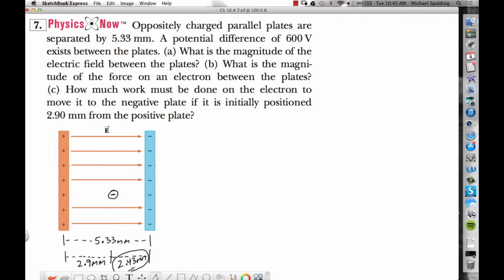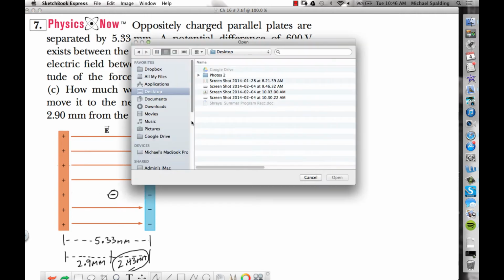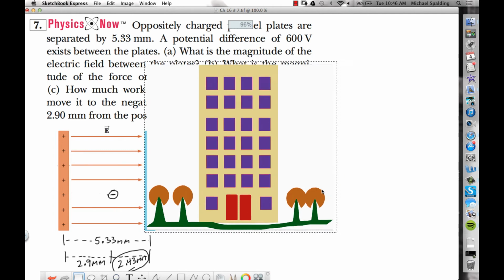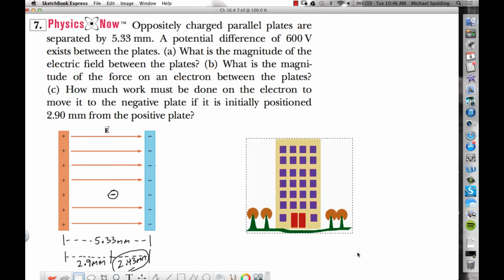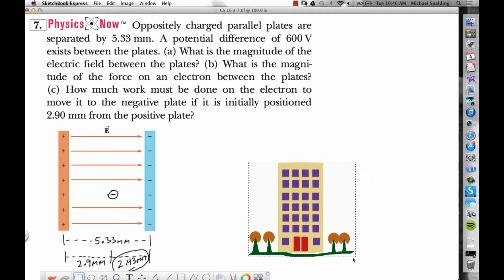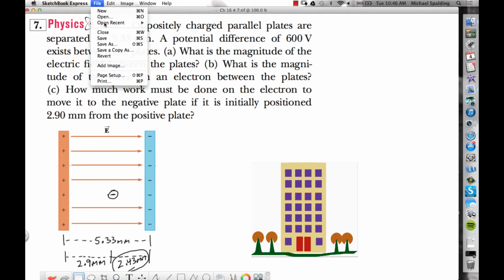Now, the question is, how much work must be done on the electron to move it to the negative plate? So check this out. Does this electron want to go that way? It does not. The electron, if you just stuck it in there and released it, wants to go this way. Okay? So look, I found the best way to explain this. It's going to take me a moment, but I think it's worth it. If you think about the gravitational field, so check this out. So I'm going to stick a little building in here. So here's a situation very, very similar. In fact, I'll put the building there, and then I want to add this equation.